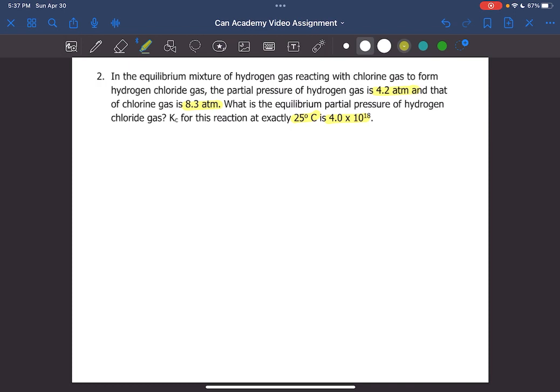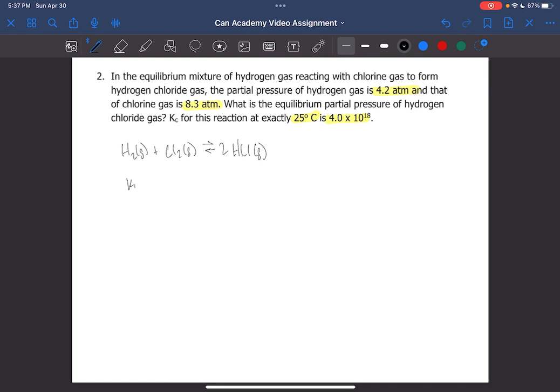So let's start with making a balanced equation of the reaction, and with the balanced equation, we can use the formula Kp equals Kc times RT to the power of delta N. And then we can use an equilibrium expression to find the partial pressure of hydrogen chloride gas. So a balanced equation would be H2 gas plus Cl2 gas is at equilibrium with 2 moles of HCl gas.